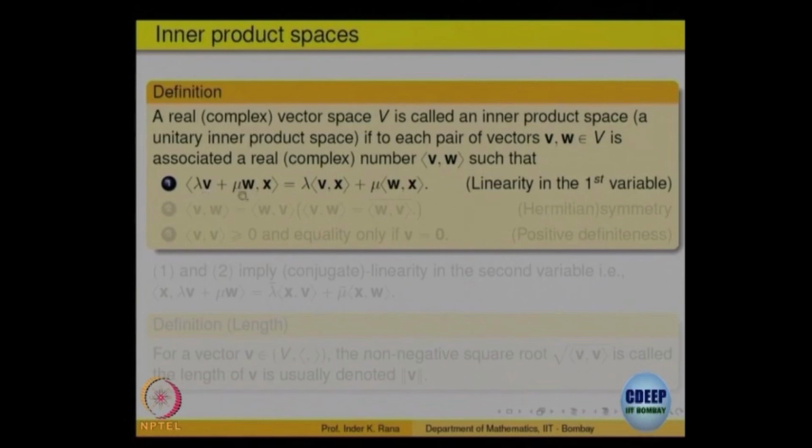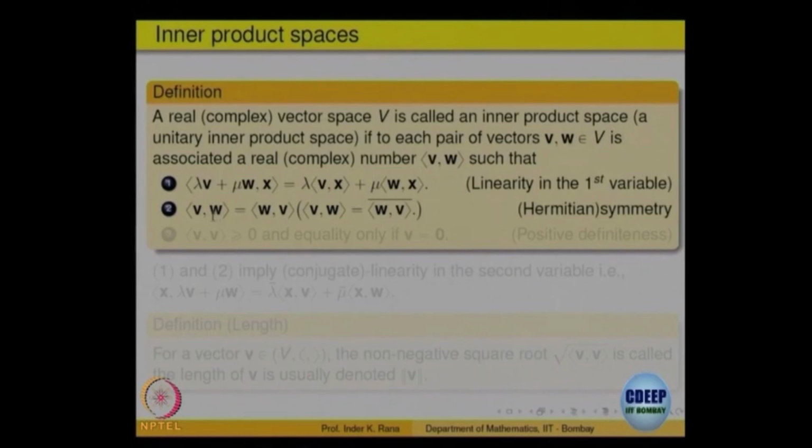So, it is linear in the first variable. If we have a linear combination lambda v plus mu w, inner product with x is the same as lambda times inner product of v x plus mu times inner product of w x. So, in the first variable it is linear, right, scalars come out and the image of the addition is the addition of the images.